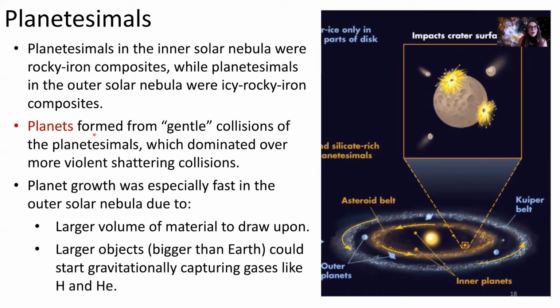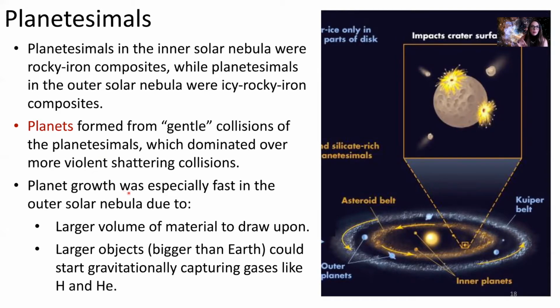The planets formed from more gentle collisions of these planetesimals, which tend to dominate over more violent shattering collisions, which would, if you slam into something really, really hard, smash it into a million pieces, okay? But if you come in and it's just a gentle collision of the objects on each other, they can stick together. And so that sticking together is what over time grew these planets, okay?